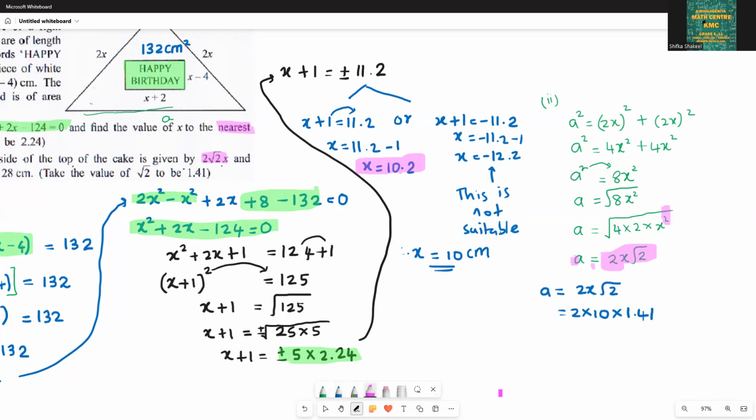as 1.41, that is given in this question. You can check root 2 is 1.41. So if you multiply it by 10, the point will move one digit. So 2 times 14.1, the answer is 28.2 centimeter. They are asking you to show, therefore 28.2 centimeter is greater than 28 centimeter. You have to write 28.2 centimeter is greater than 28 centimeter.